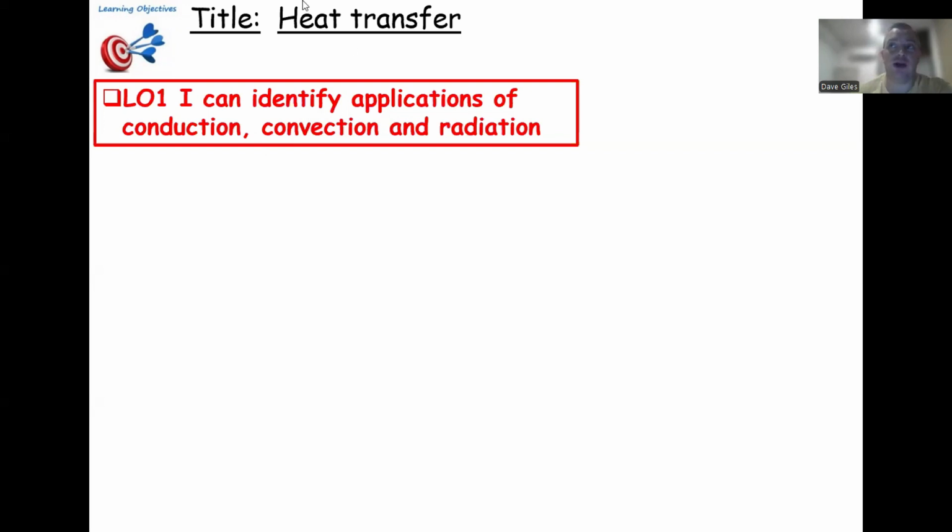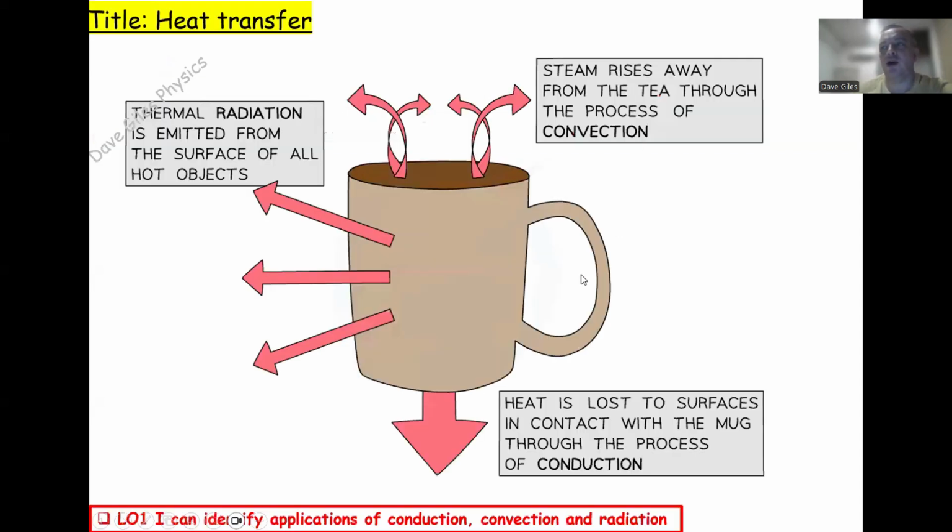Today we're looking at heat transfer, and I want you in this fairly short lesson to identify applications of conduction, convection, and radiation, and also identify in different scenarios whether the heat transfer method will be conduction, convection, or radiation, or multiple methods. So we'll start by looking at a place where heat is transferred via various different means.